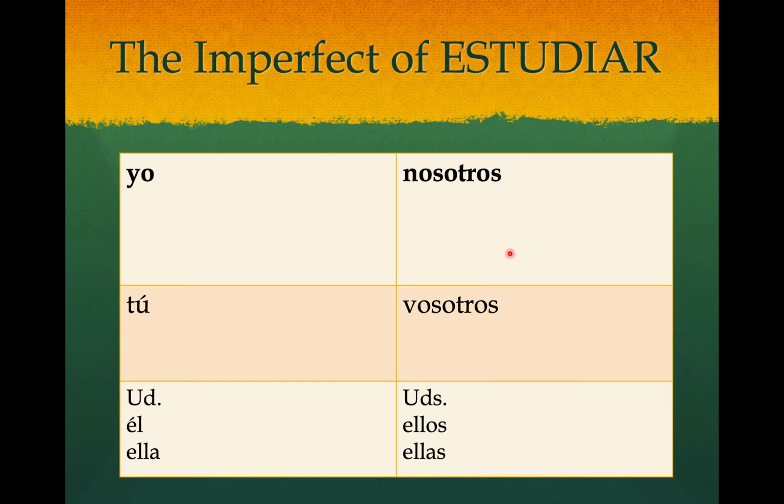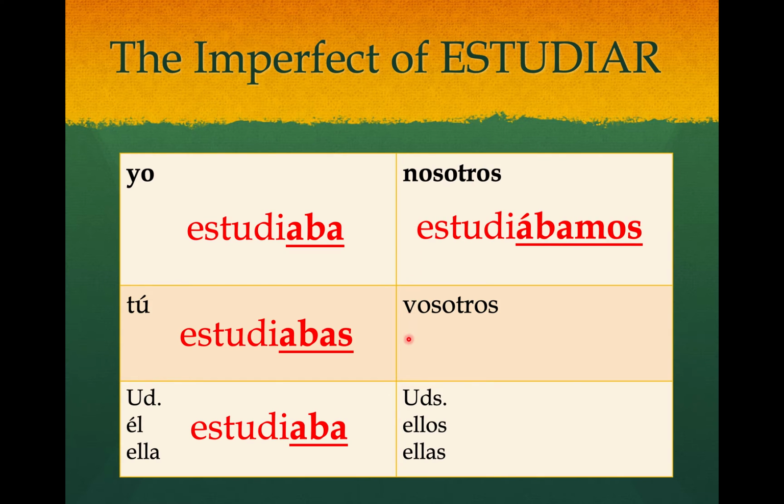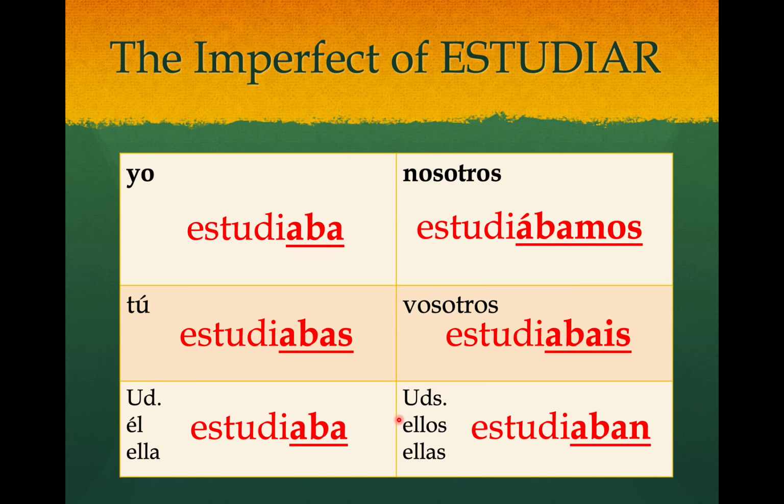Let's practice the conjugation of el verbo estudiar. I'm going to say the form and you conjugate the verb. Yo estudiaba, tú estudiabas, usted, él, ella estudiaba, nosotros estudiábamos, vosotros estudiabais, and ustedes, ellos, ellas estudiaban. Notice that the yo form and the usted, él, ella form is estudiaba, so we have to use the subject yo and the subject usted, él, ella, and the accent only in the nosotros form.